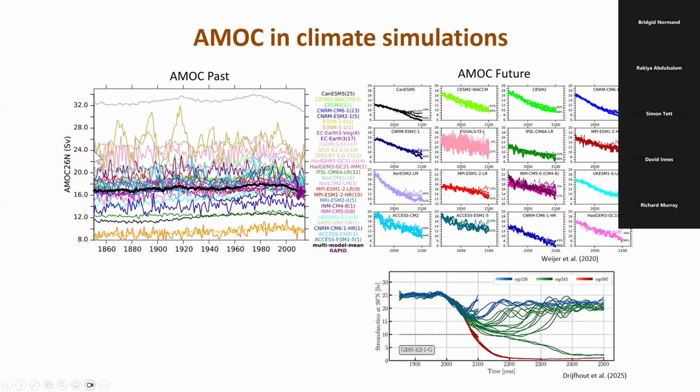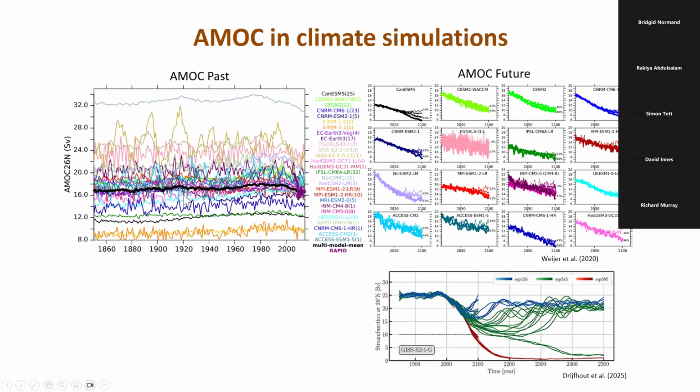So since 1850, this panel on the left shows the historical AMOC behavior in a whole range of different CMIP models, climate models, up till roughly the present day. We can see there's a huge range in the strength of the AMOC in these different simulations, and also in the patterns of variability that we see. The thick black line shows the multi-model mean, and that in fact doesn't suggest a weakening over the last century or so. There's a slight strengthening, although it's not really significant.